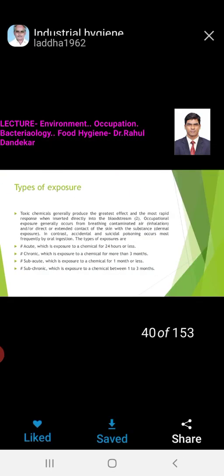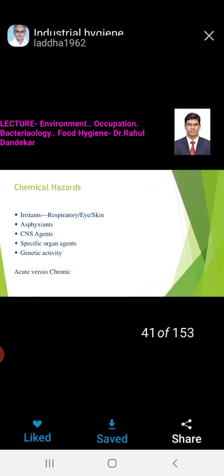So types of exposure: acute, chronic, subacute or subchronic. These are the exposures. Chemical hazards are irritants, respiratory, eye and skin, asphyxiants, CNS agents, specific organ agents, genetic activity, and acute versus chronic.